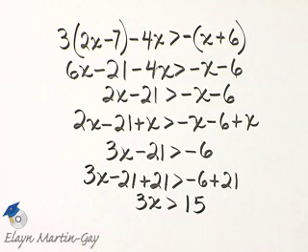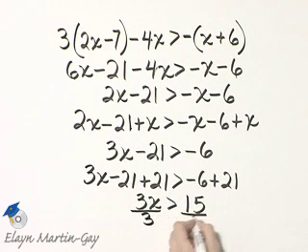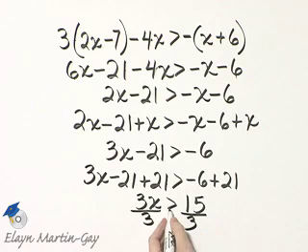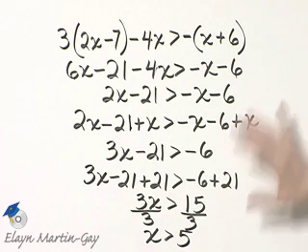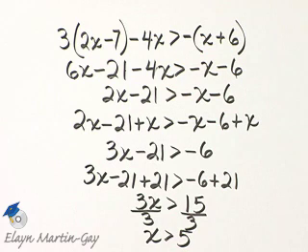How do I finish solving? I divide both sides by the coefficient of x, and I'm dividing by positive 3, so I do not need to reverse the direction of this inequality symbol. So I have x is greater than 15 divided by 3 is 5. All numbers greater than 5 are solutions to our original equation.